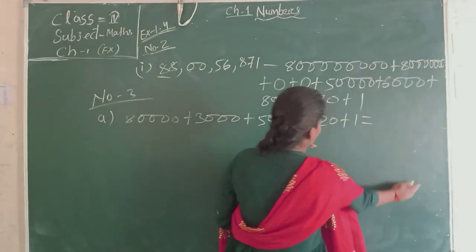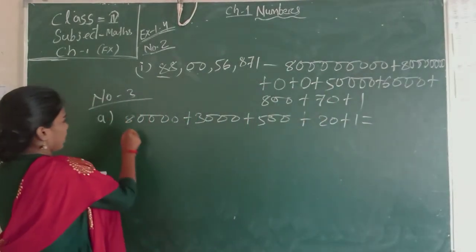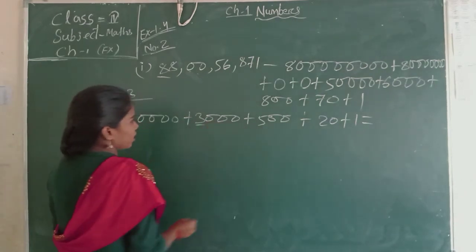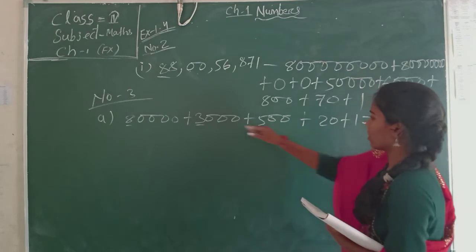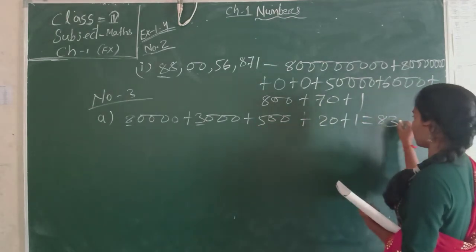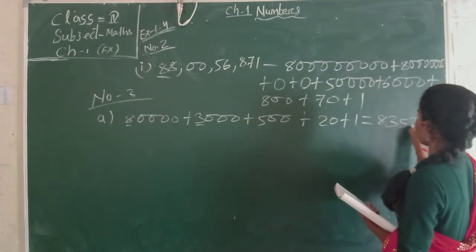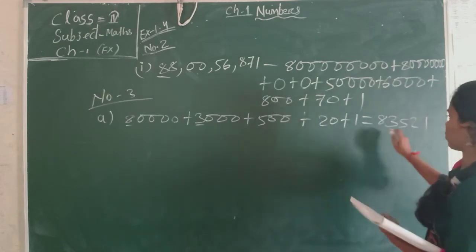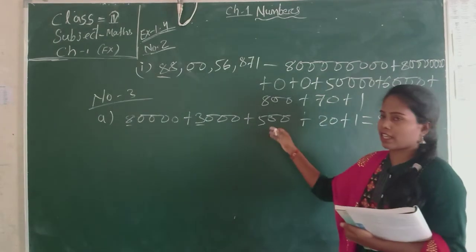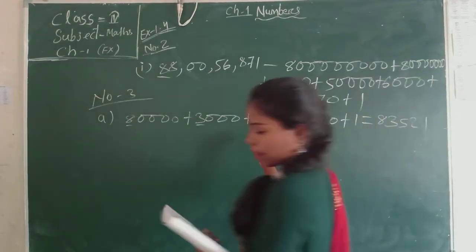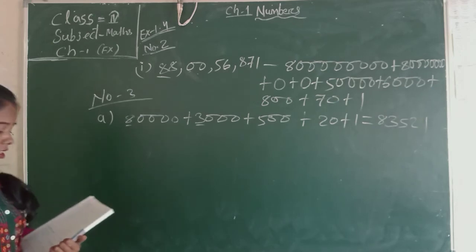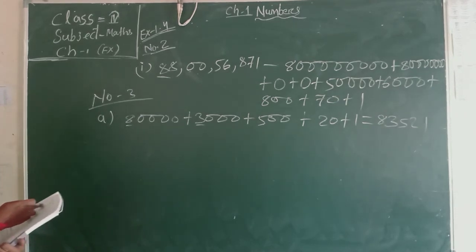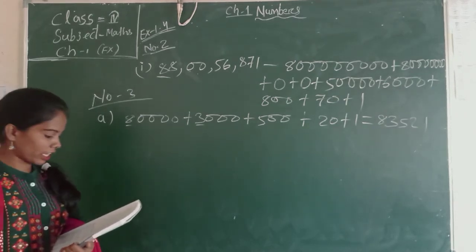Okay. So I have to write only the first digit of all the numbers. Here the first digit is 8, and in the next number 3, in the next number 5, in the next number 2, next 1. So this is the number for this expanded form. Next, come to the F number. Do B, C, D, E number by yourself.